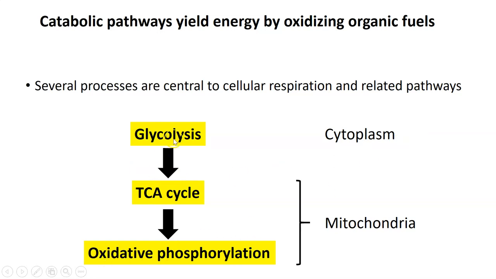Glycolysis happens in the cytoplasm, whereas the TCA cycle and the oxidative phosphorylation pathway happen in the mitochondria. Glycolysis happens in all cells, and so do the TCA cycle and the oxidative phosphorylation pathway, but only where there's mitochondria present. Now, 99.9% of cells will have mitochondria, but there's one cell type which doesn't, and that's the red blood cells. Red blood cells are absent of mitochondria, so they can't perform the TCA cycle and the oxidative phosphorylation pathway. They can only undergo glycolysis.